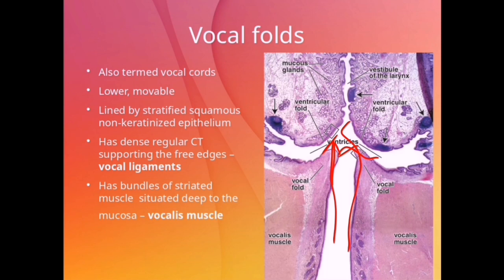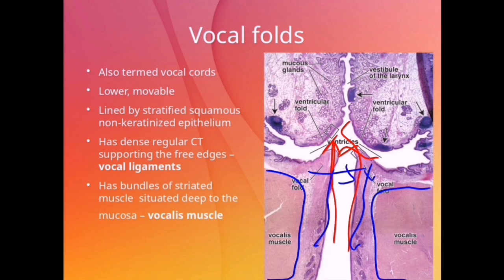So these vocal folds have a dense regular connective tissue which supports their free edges. So this is their free edges here, and it is supported by what you call the vocal ligament. And beneath the mucosa we find a skeletal muscle there, which we call the vocalis muscle. So it is a contraction of this muscle which can either narrow the space between these two vocal folds or widen it, aiding in the production of sound or phonation.